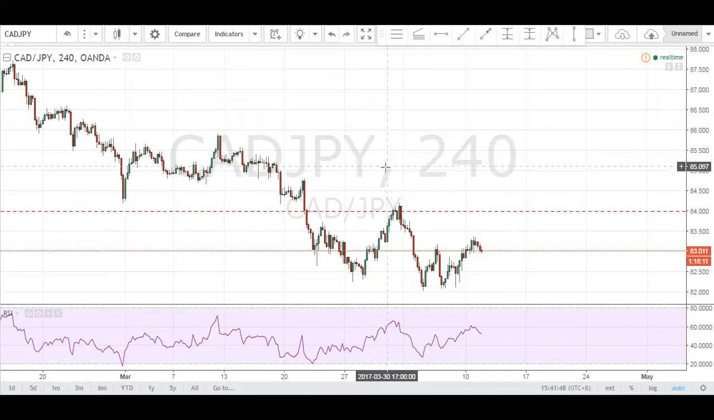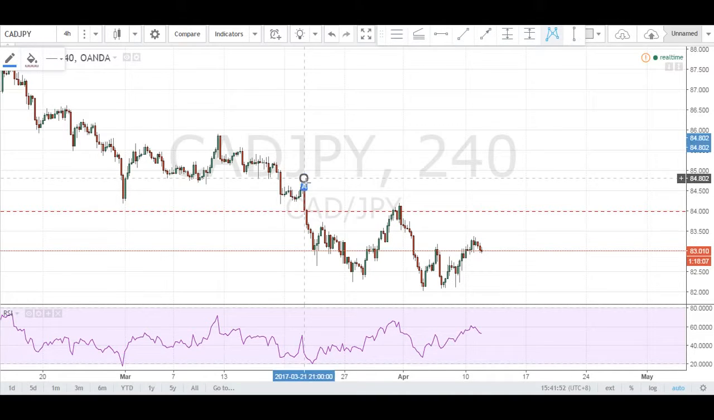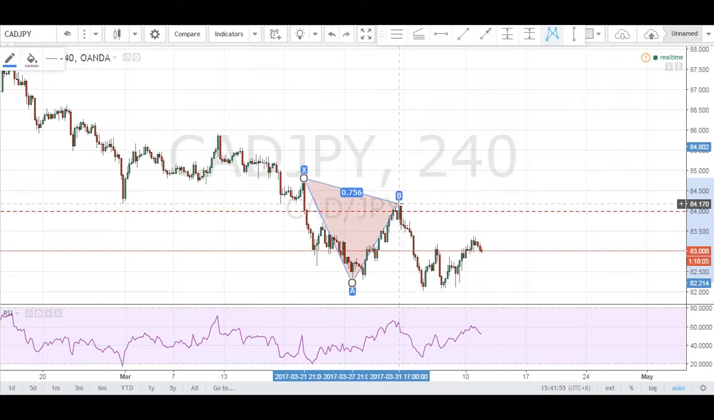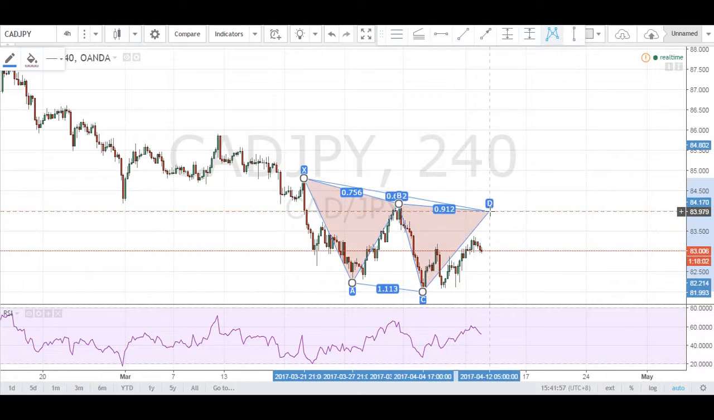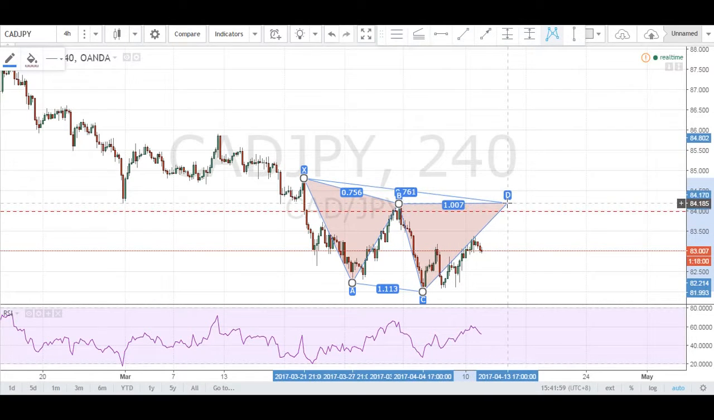The first pattern we want to look at will be a bearish cipher pattern. If I would draw it out for you, we have our X to A leg right here, our A to B, B to C, and a CD completion coming right at that 786. Let me just draw it out for you, 786.